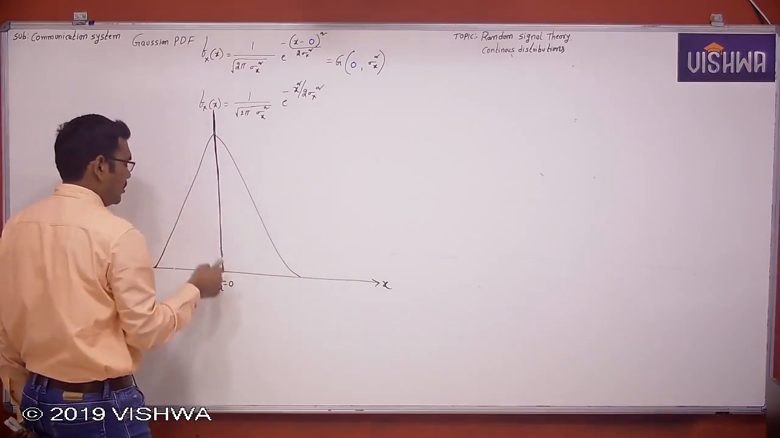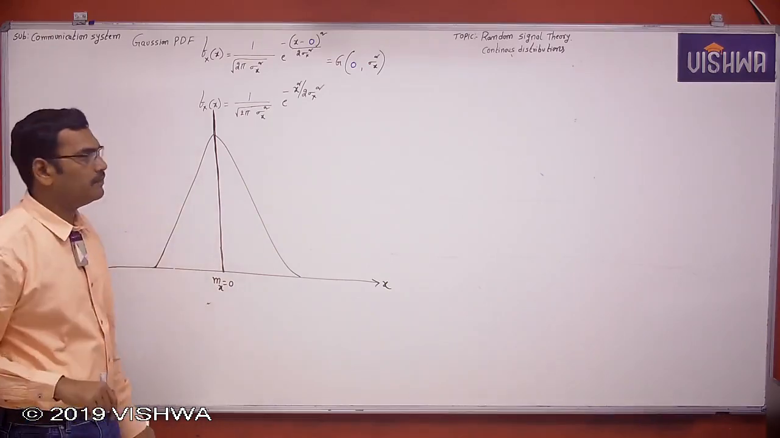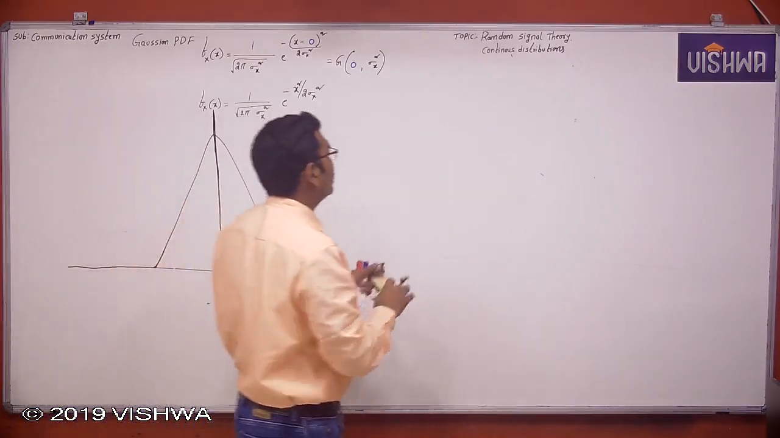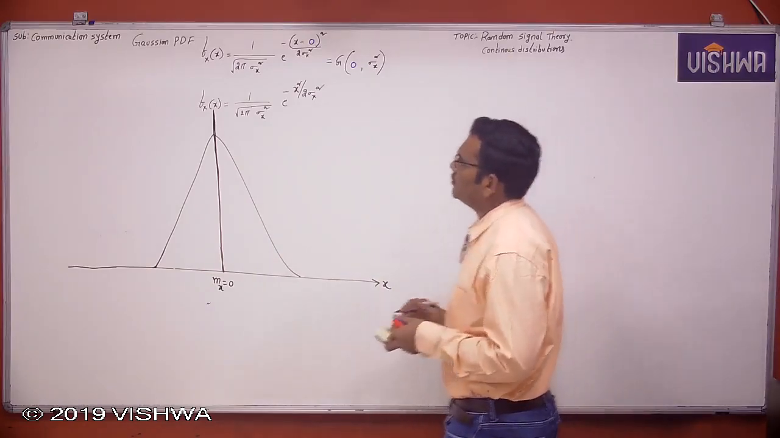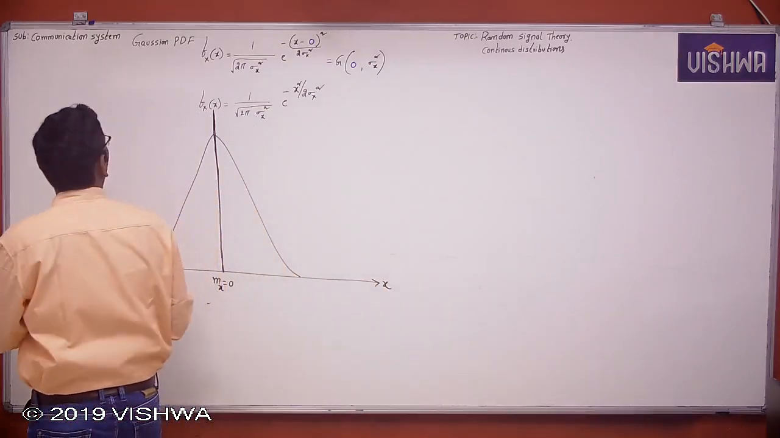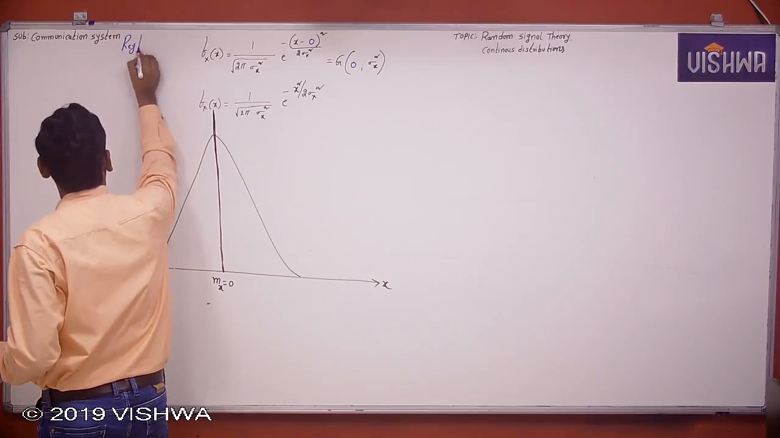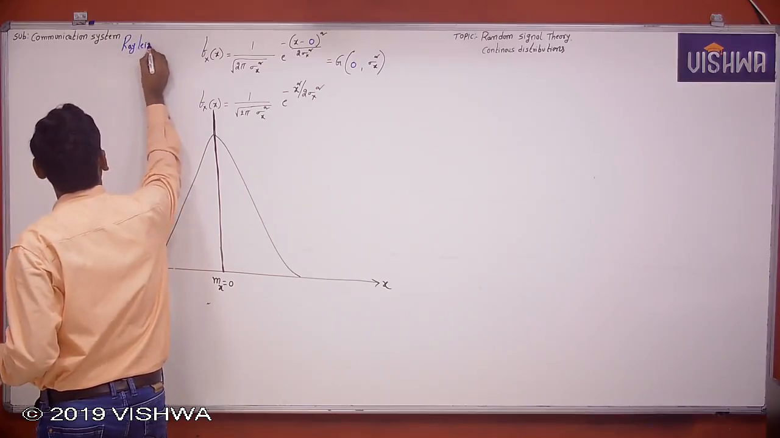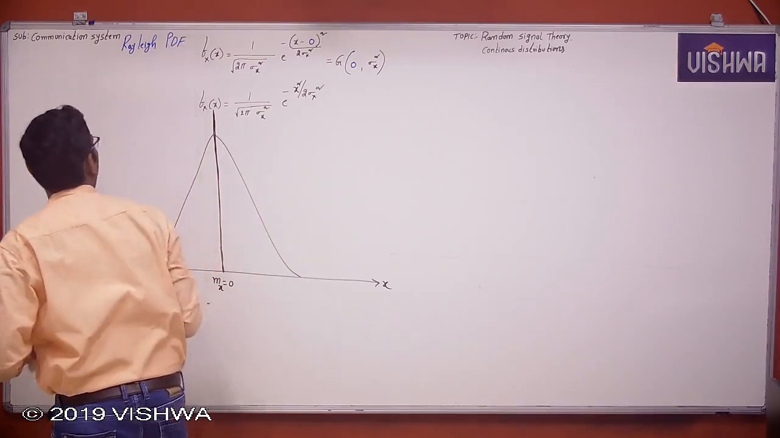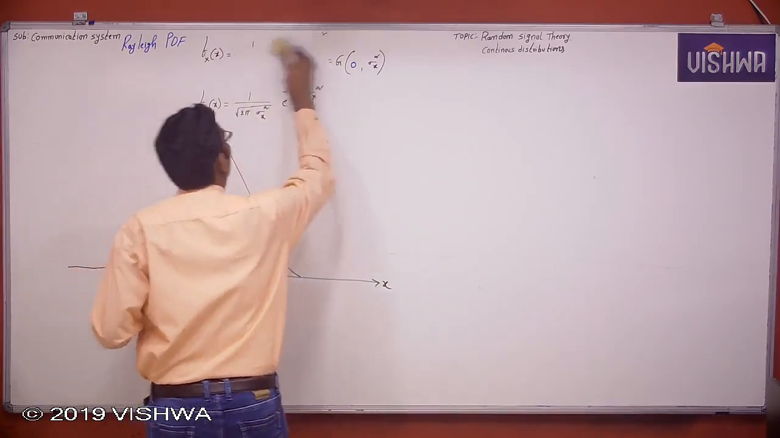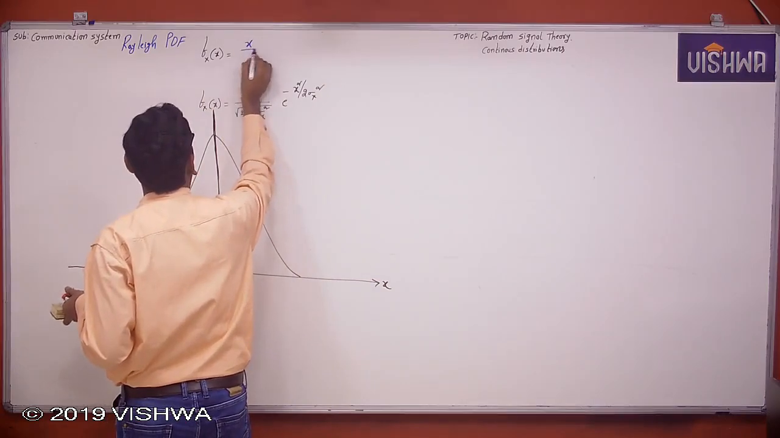Now see here, this is also a distribution whose centered value, which is nothing but the mean, is equal to 0. Okay. Now this is the Gaussian distribution, which is one of the continuous distributions, and another continuous distribution is nothing but the Rayleigh distribution. Rayleigh probability density function. Now what is the Rayleigh probability density function? It is similar to the Gaussian distribution.